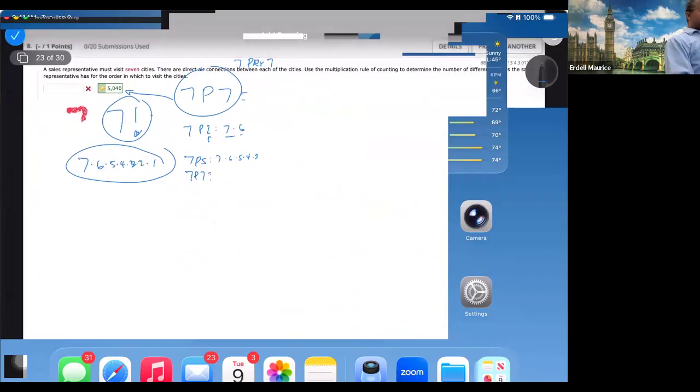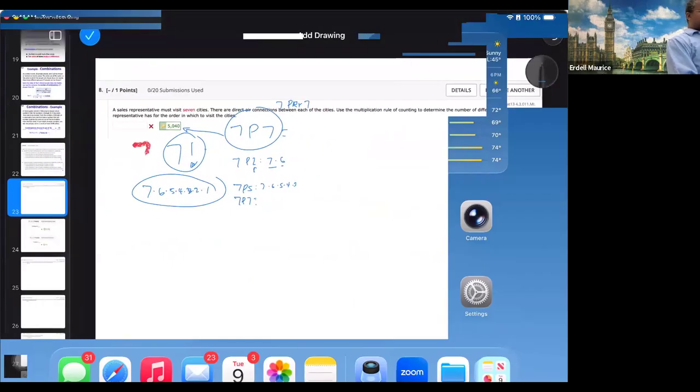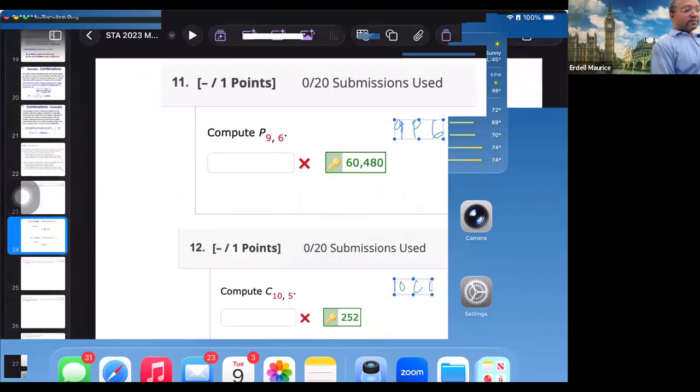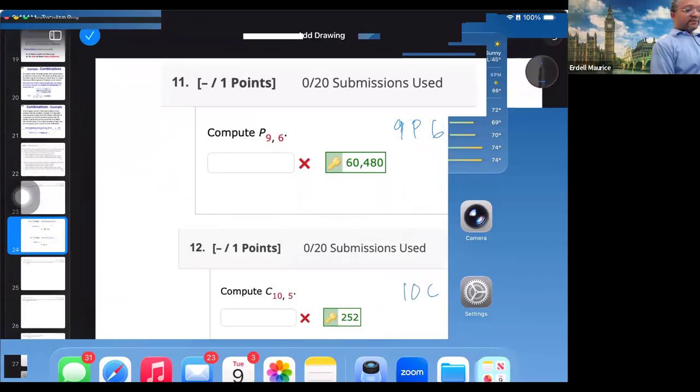All right. Next question. Go ahead and run these on your calculators. Double check, make sure you get these two answers for me, please. Sometimes it's written this way, P96, which is simply 9P6. And then for the combination, this is going to be 10C5. Again, I just want to make sure you're doing it properly in your calculator.